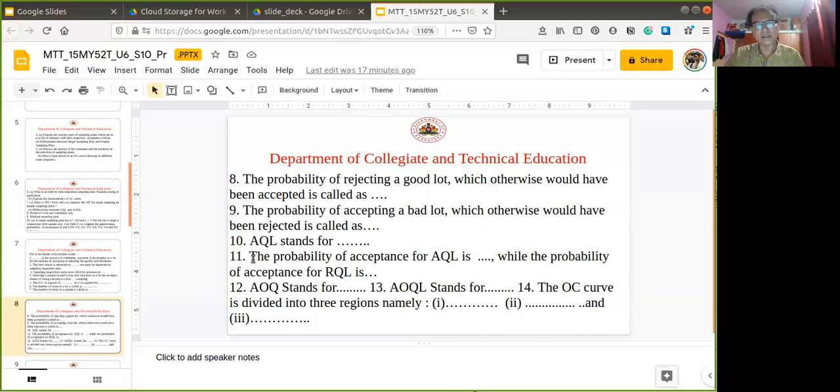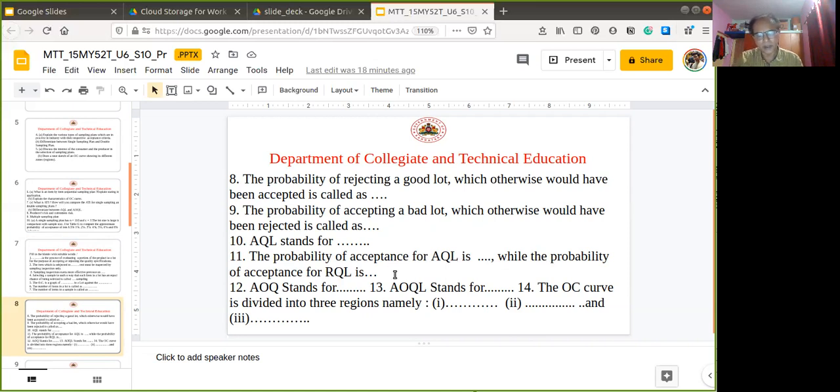Then the 11th: the probability of acceptance at AQL is high, while the probability of acceptance at RQL is low. So that is the answer for the fill in the blanks 11.